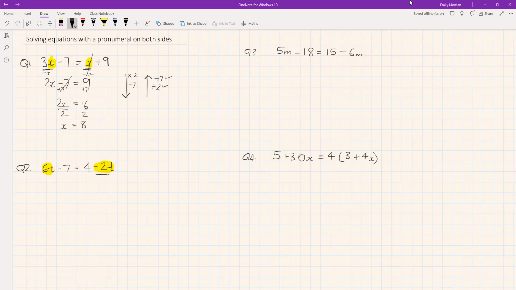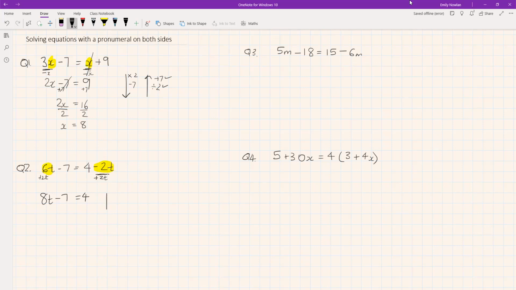So how do we get rid of minus 2t? We have to add 2t. Add 2t to both sides. So 6t plus 2t is 8t. Minus 7 equals 4.